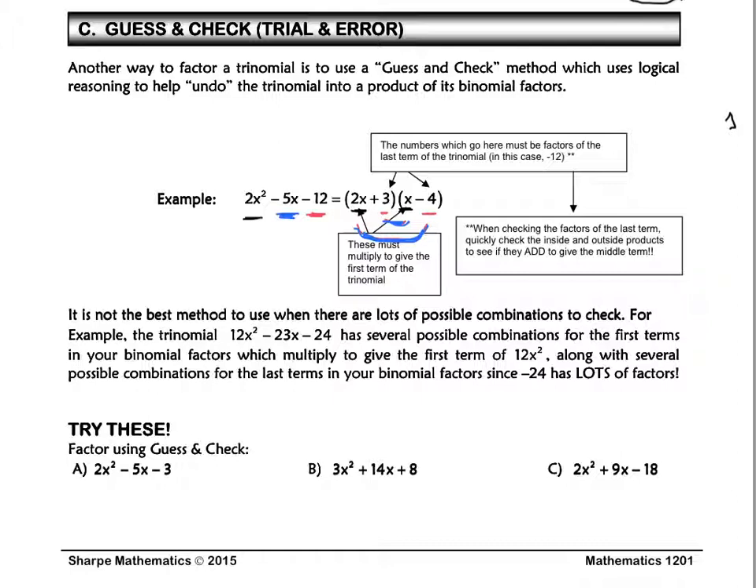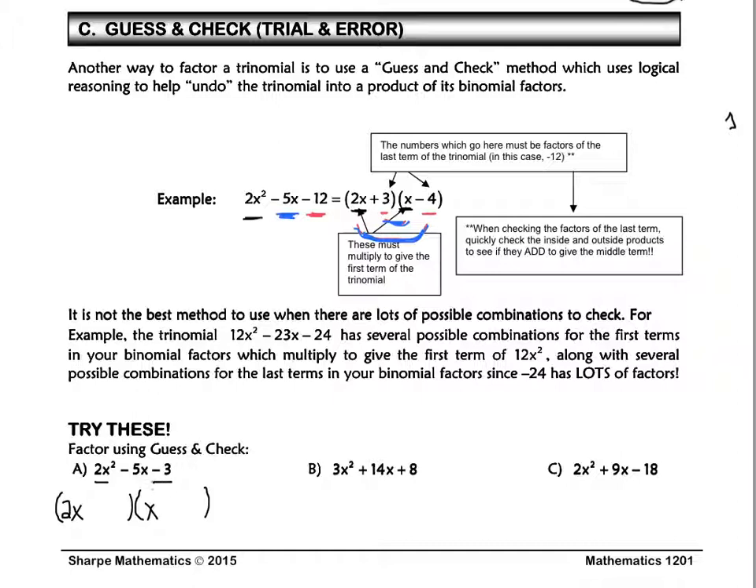All right, so let's take a look at the guess and check method here. So the first one here, basically 2x squared is our first term. So if this has binomial factors, the only two things that will multiply to give you 2x squared will be 2x and x.